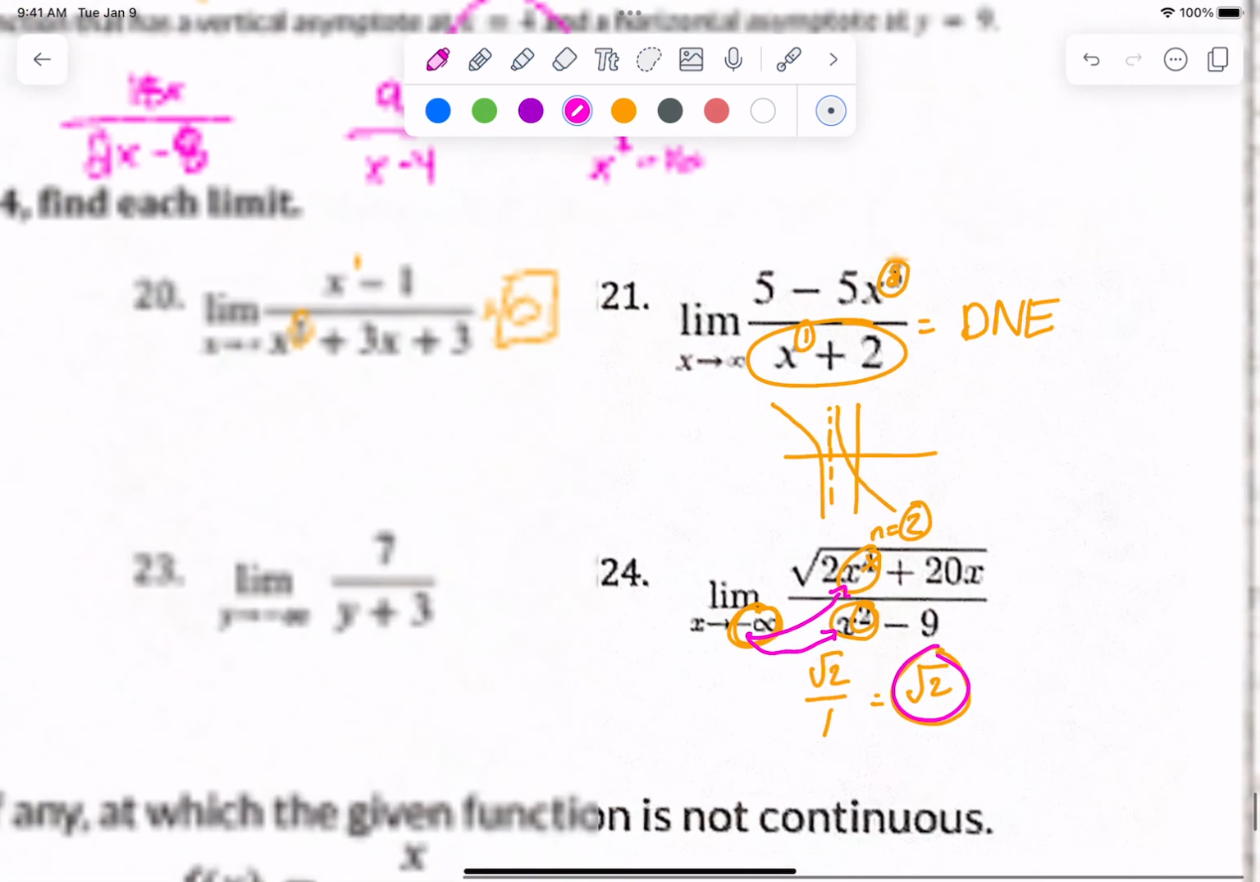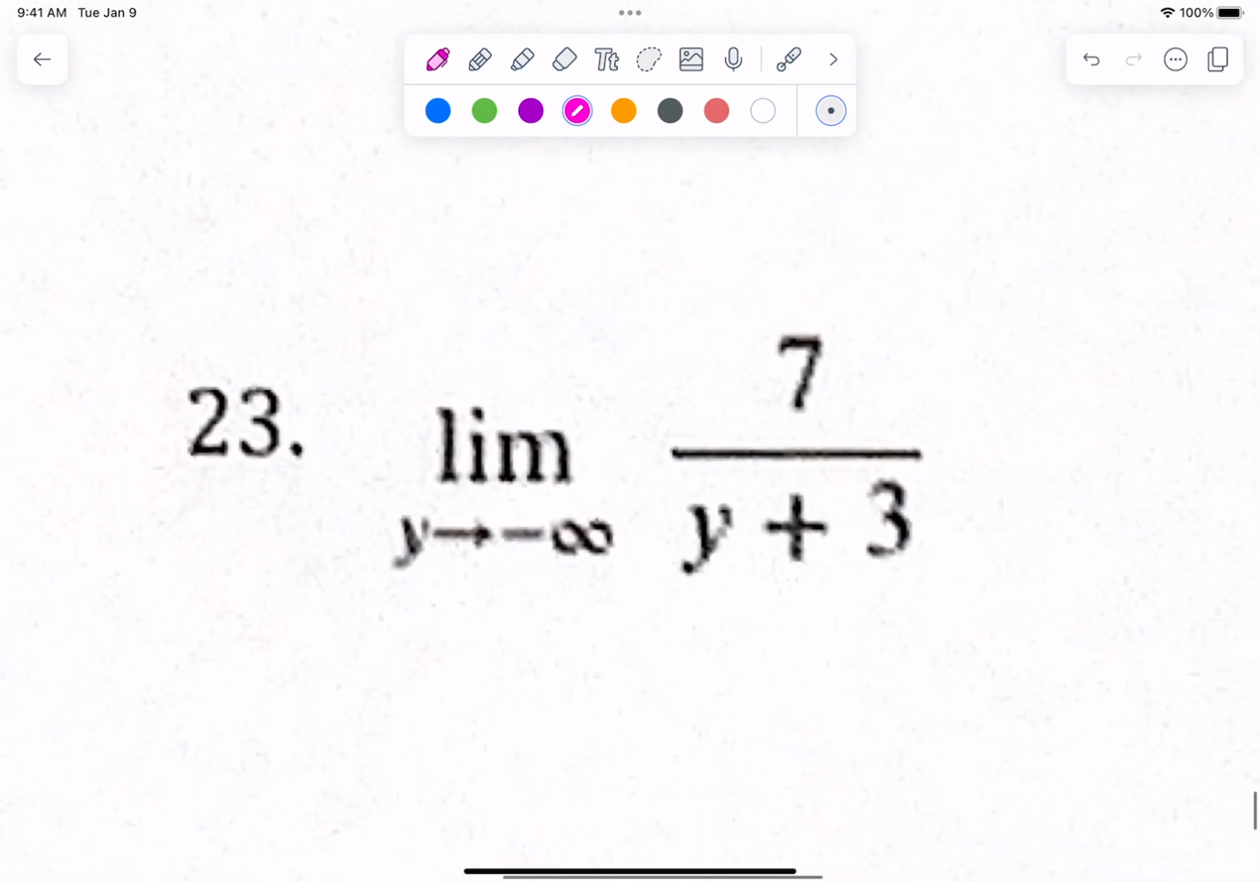Got it? All right, let's bump back to 23. We're going to negative infinity. How the heck do I do this?